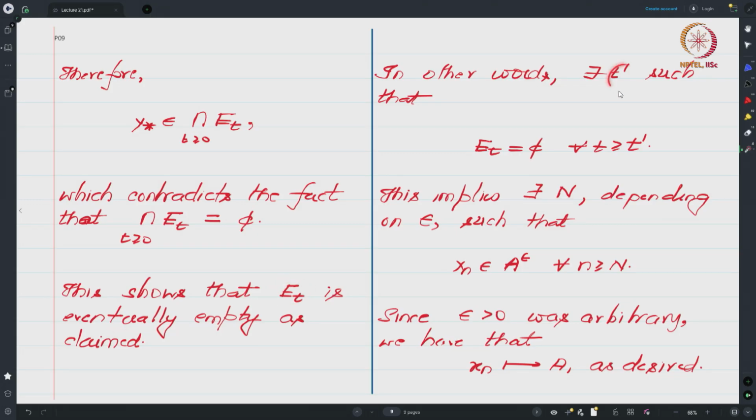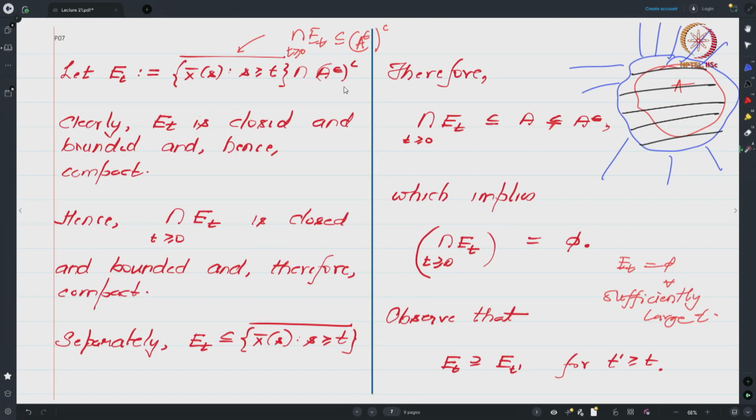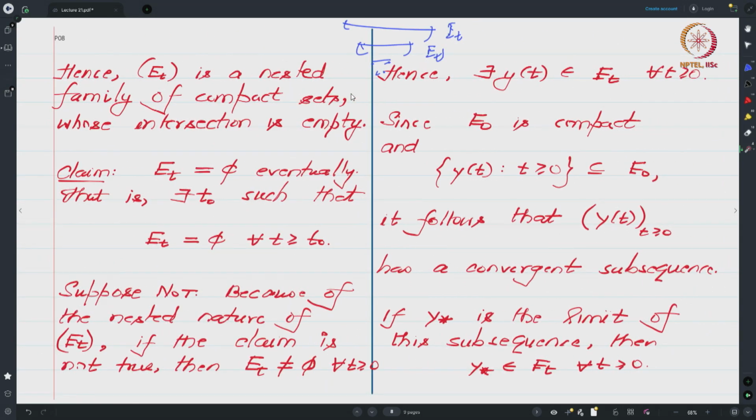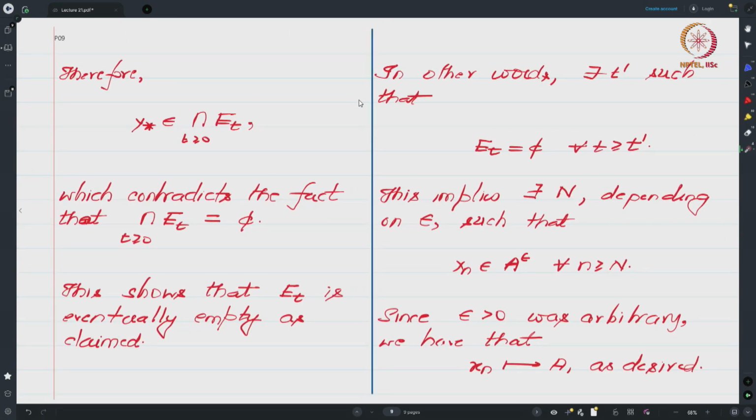So, which basically means that there is some time t prime such that for all t bigger than or equal to t prime your ET is empty, right. So, ET is empty means that, recall the definition of this, there is no element which is common to this and this, right. So, there is no element that is common to these two sets, and hence it implies that every element in here must actually be contained within A epsilon, right, for any t bigger than or equal to t prime.